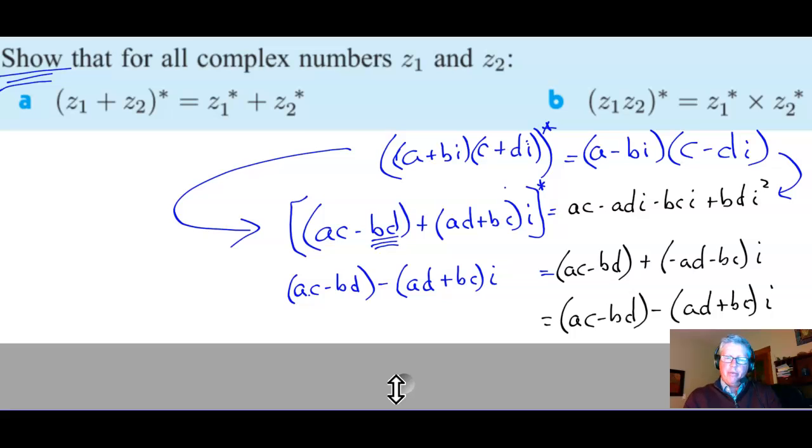Okay, so we've proven that the conjugate of the products is equal to the product of the conjugates. All right, I'll leave that one up to you.